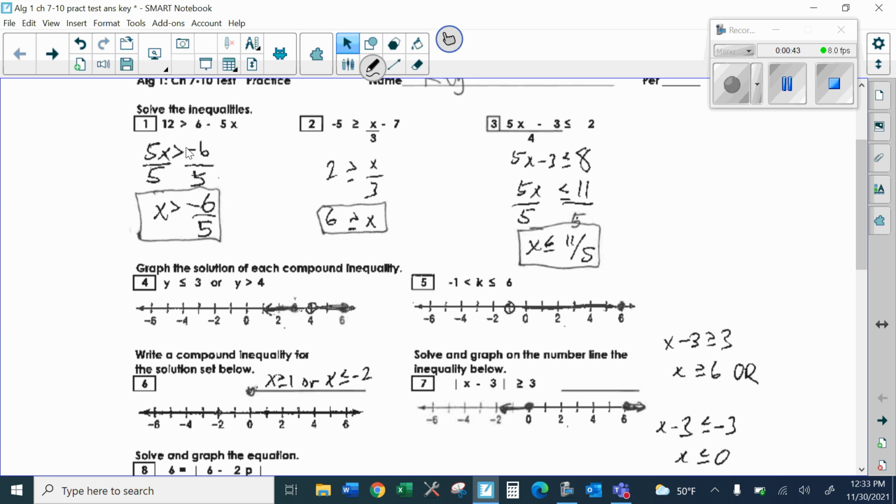All right, number two, this coefficient on the x is 1/3, so it's positive, so I'm going to leave it there. So I'm adding the 7 across. 7 minus 5 is 2. And last step, multiply both sides by 3, and I get x is less than or equal to 6.